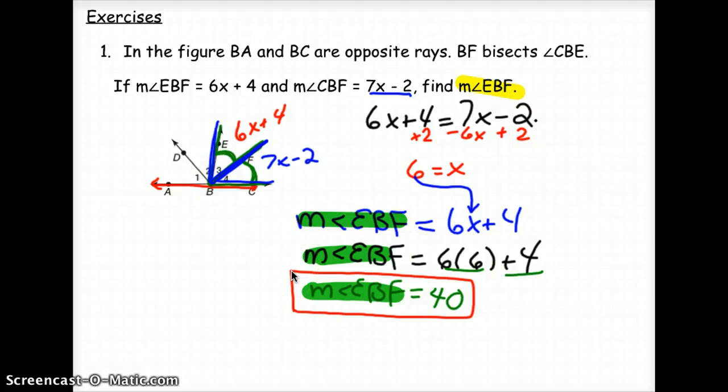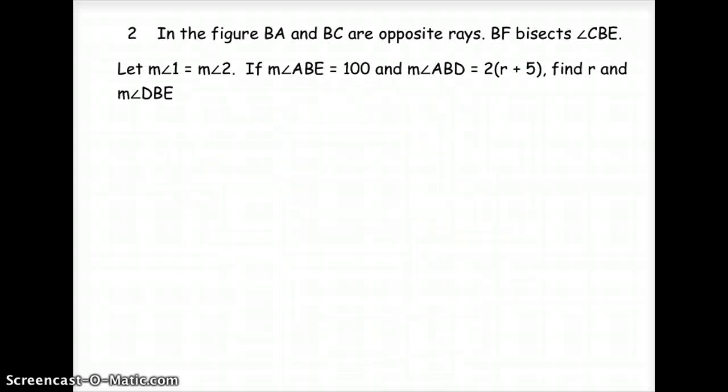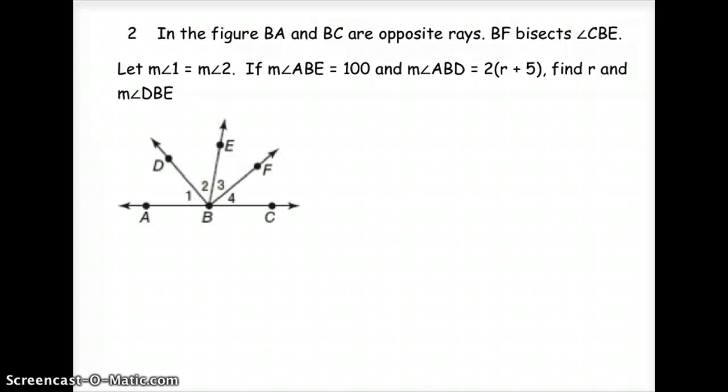All right, let's go ahead and look at example number 2, exercise number 2. All right, let's pause this. Okay, I've got my diagram in my example here now. In the figure, BA and BC are opposite rays, and then I have BF bisecting CBE. So here's my angle. BF is bisecting it. That means it splits it into 2 equal pieces.